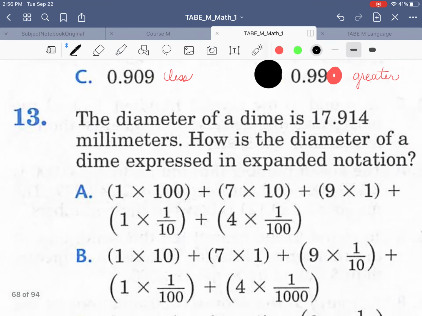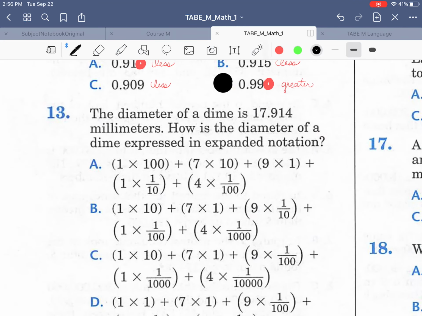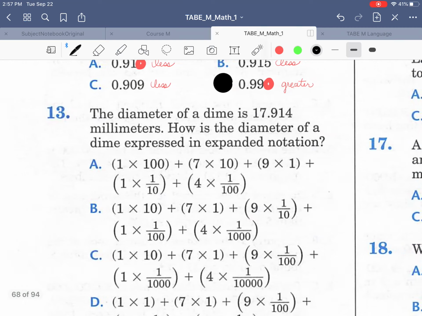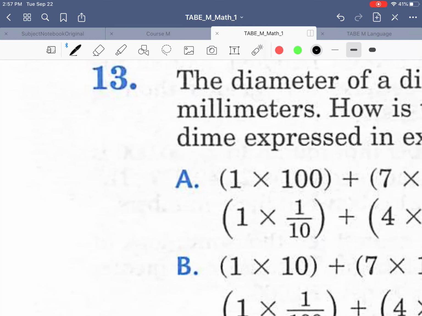Number 13. Ooh, this one looks scary, but don't worry, we'll get it here. The diameter of a dime is 17.914 millimeters. How is the diameter of a dime expressed in expanded notation? So I don't even want you to look at those answer choices for a minute. Let's look right here, 17.914. This is all about place value.